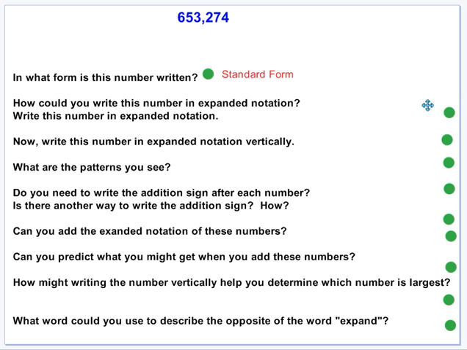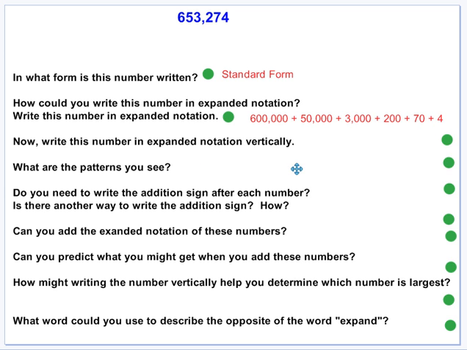Okay, so now that you're back, you should have written, for left to right, horizontal expanded notation, that should look, let me see if it'll fit right there. There we go. Like this. So we have our 600,000s, right? Our 5 50,000s, 3,000s, 200s, 7 tens, and 4 ones.